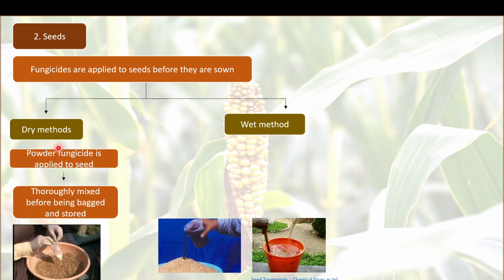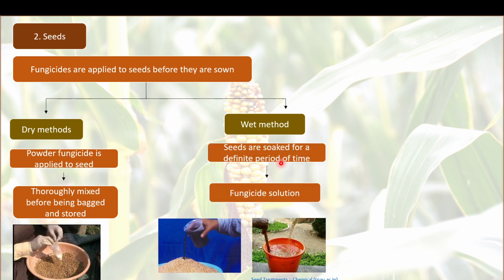In dry method, you use powder fungicide on your seeds, right? So you apply powder fungicide to the seeds. You thoroughly mix the seeds with the powder fungicide. You mix it well and it is stored. So that is called dry method, where no liquid or water is used.